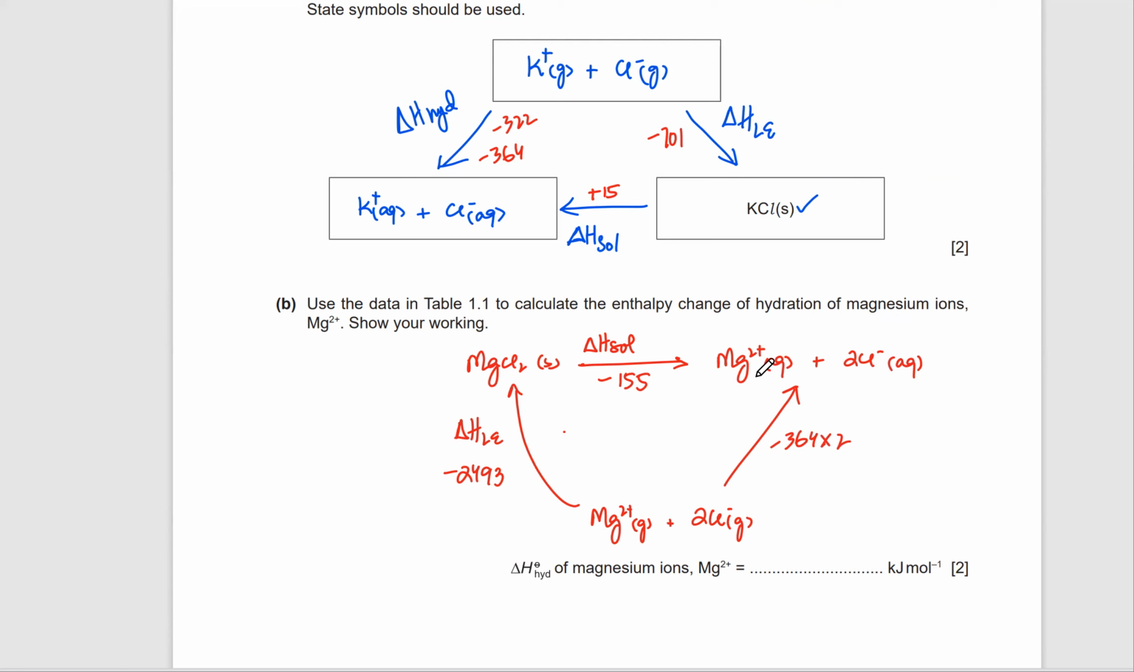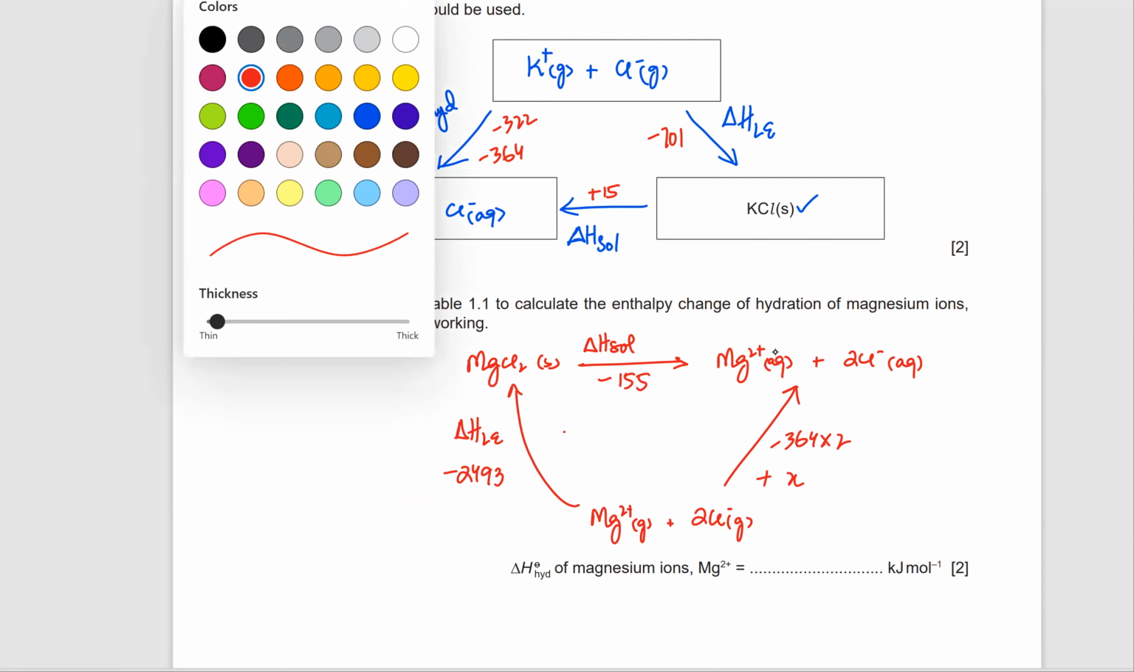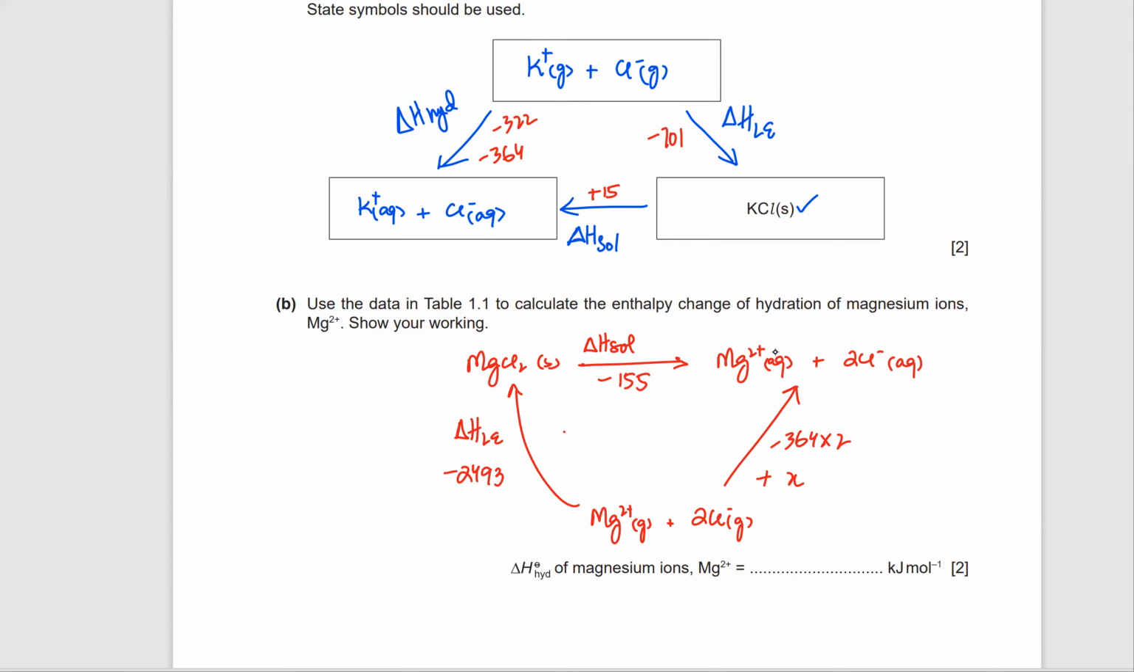Enthalpy of hydration of magnesium ions, that is not given. So वो क्या होगी? That's going to be X. वो नहीं पता. So the cycle के अंदर ना, there's one thing missing. So what is the Hess law? Hess law states that one path is equal to the other path. So that's your one path. That's your other path. जिसका मतलब है minus 155 is basically equal to what? इसको उल्टा करो, that's plus 2493.